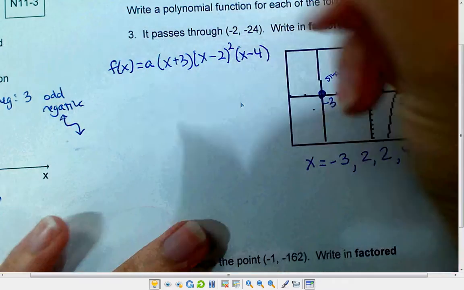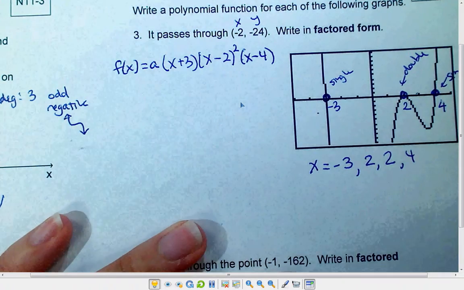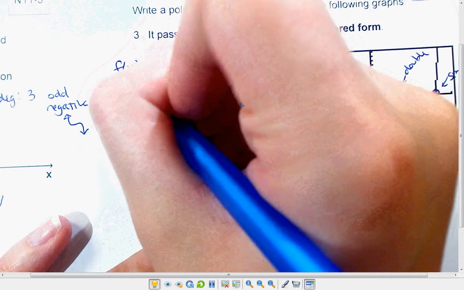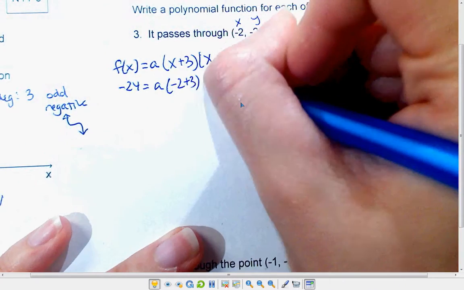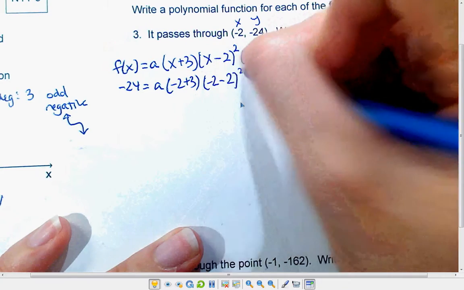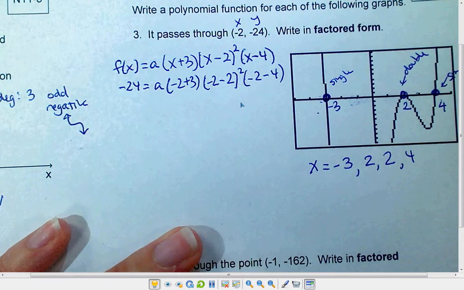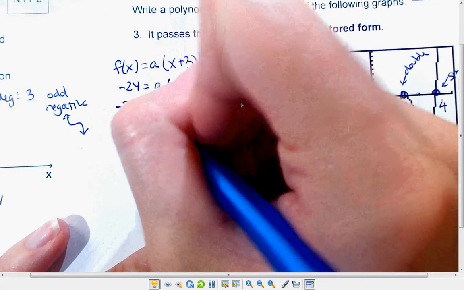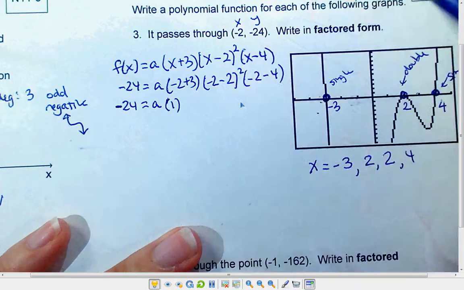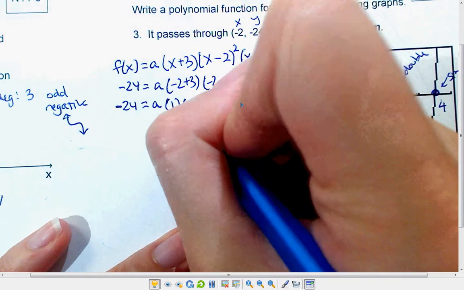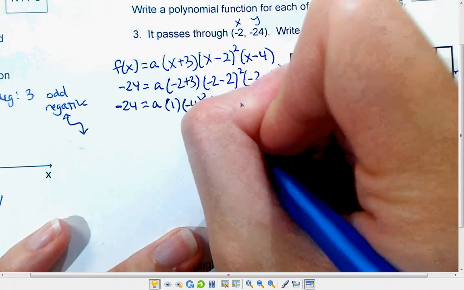After this, again, I have my point. This is my x, this is my y. This is what I'm going to plug in to solve for a. So my y value is -24. My x value is -2. So every time I see x, I'm going to plug in -2. And then I'm going to simplify. So I have -24 equals a. -2 plus 3 gives me +1. -2 minus 2 gives me -4. I'm going to still square that. The -2 minus 4 gives me -6.